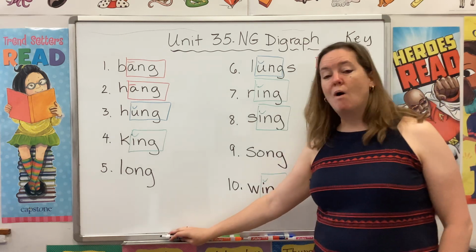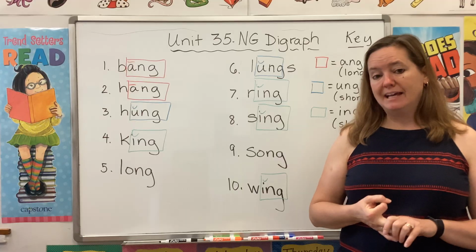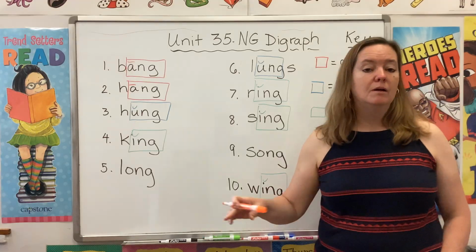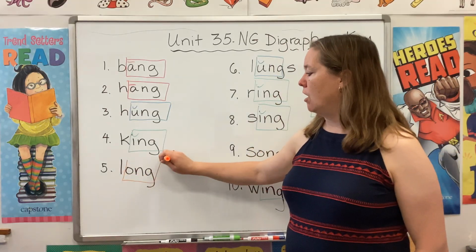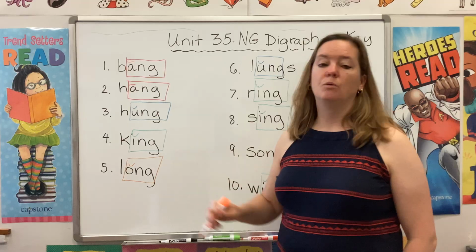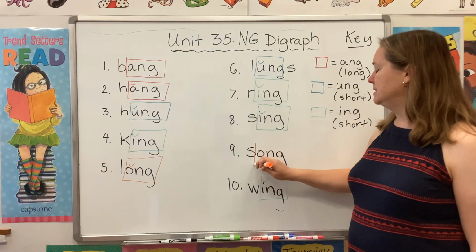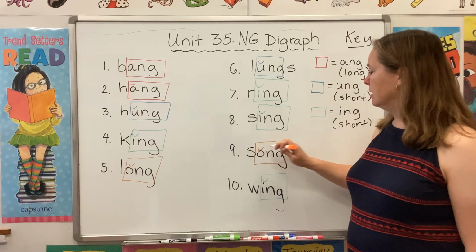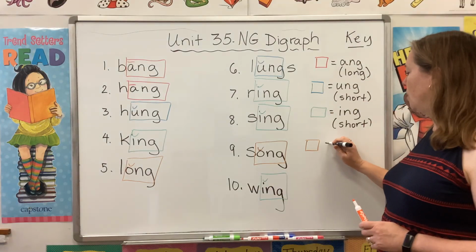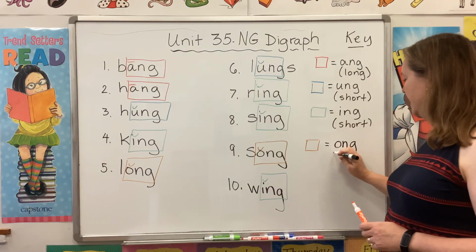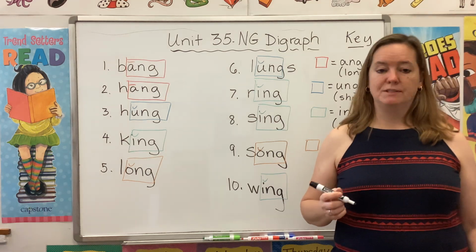Okay, one more. We've talked about the A, the U, and the I. So here's another vowel we know, the O. Here it is in the word long. Again, we have a short O sound, the ah sound. And then we see it in song. So orange box equals ONG, and that is also going to make a short vowel sound.